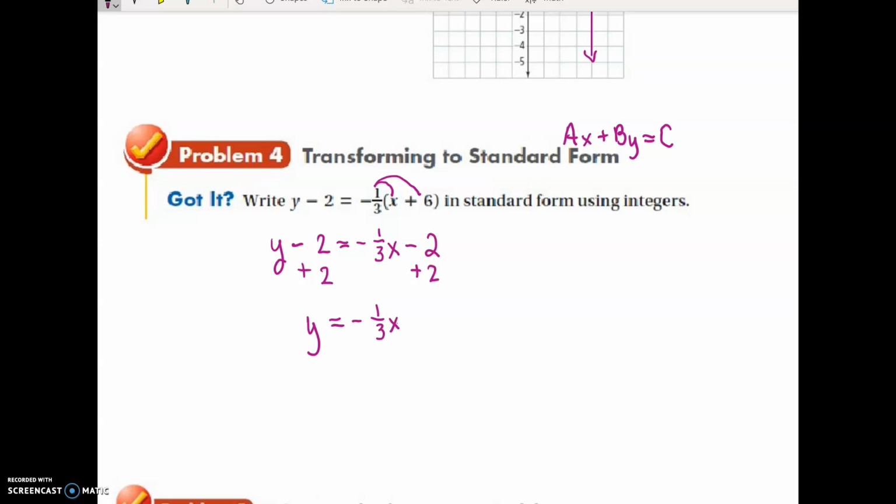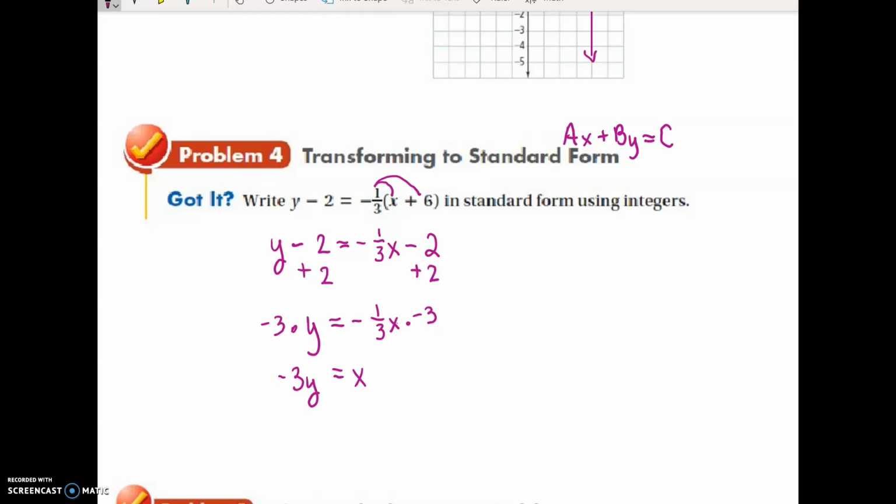Now I want to get rid of the fraction. So that means I'm going to multiply by the reciprocal. So I'm going to multiply by negative 3/1 to both sides. And when you multiply by the reciprocal, that equals 1. And we generally don't write the 1, so we just have the x. And then over here, we end up with negative 3y.